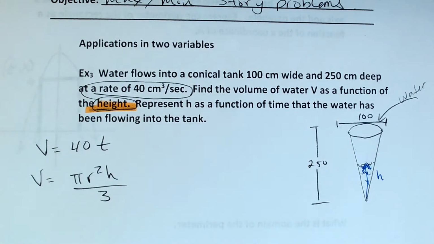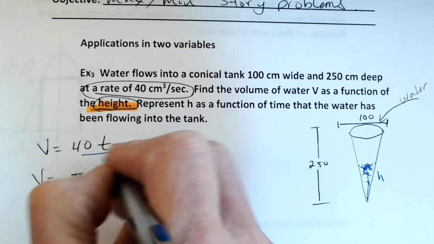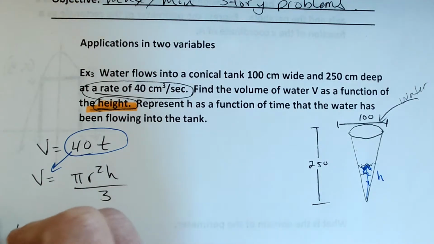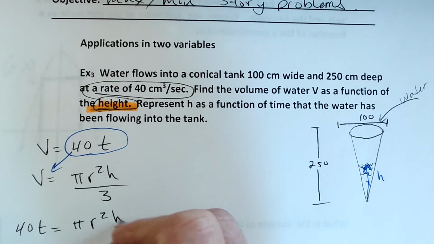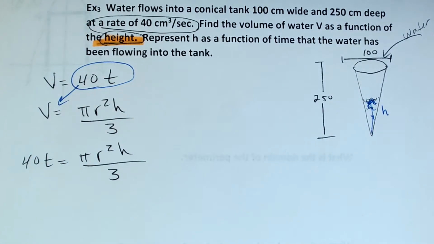Okay, now I do know that I can put 40t here, right? Because I want the function of time. So I'm going to replace my volume with 40t, because that's my volume, right? So I'm going to put 40t equals pi r squared h divided by 3. Now, here's a dilemma. We have too many variables, okay? We really do. We have t, r, and h. We have too many variables.